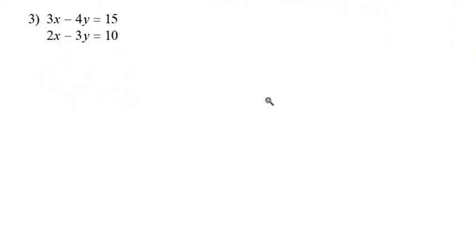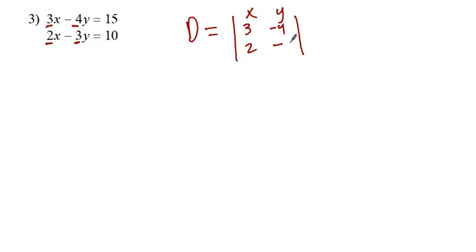Okay, try to pause the video and try out this last one, and when you're ready, press play to see the answer. Okay, so once again, we need to find our three determinants here, and this is the one we start with, big D. The x's are going to be 3 and 2, and the y's will be negative 4 and negative 3. Then the determinant: 3 times negative 3 is negative 9, minus 2 times negative 4 is negative 8. Negative 9 minus negative 8 is like negative 9 plus 8, which is negative 1.